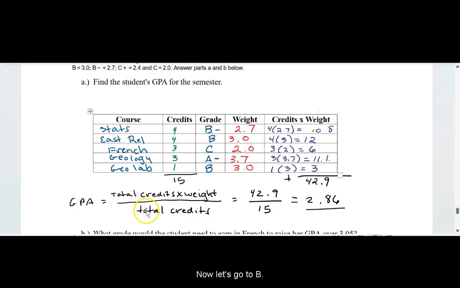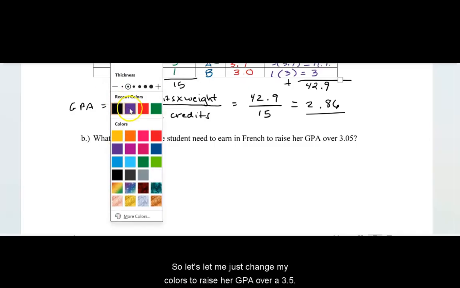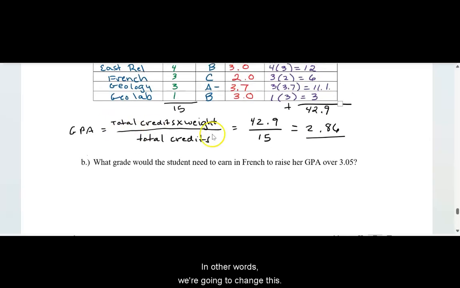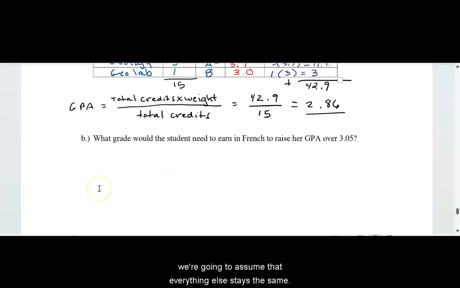Now let's go to B. What grade would the student need to earn in French? So let me just change my colors. To raise her GPA over a 3.5. Okay, so we don't know. In other words, we're going to change this. We're going to say, what does she need in French? Take away that C, meaning we don't know what it is now. We know everything else. We're going to assume that everything else stays the same.